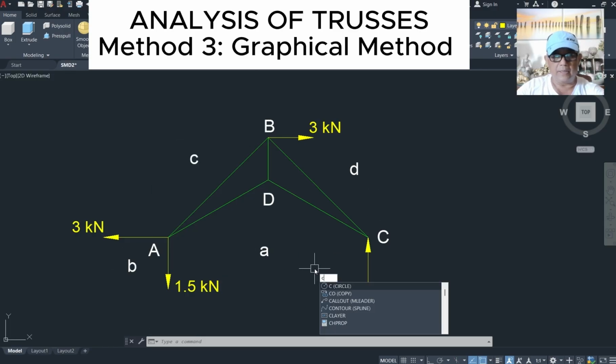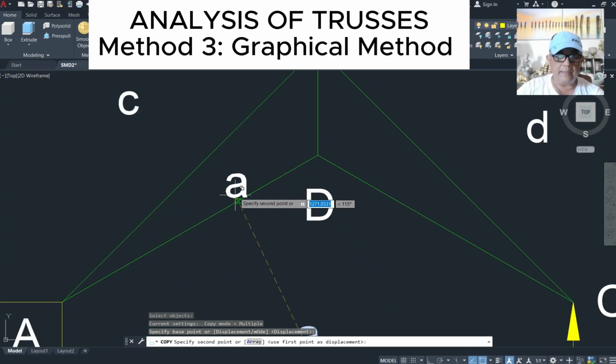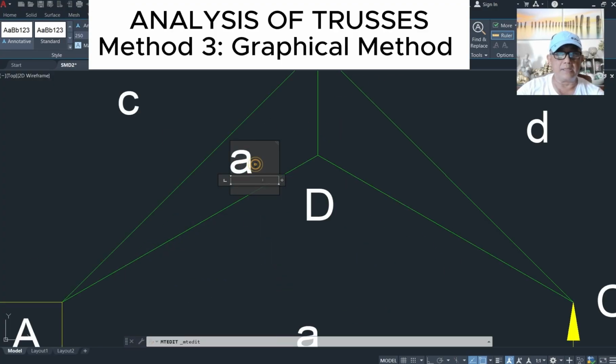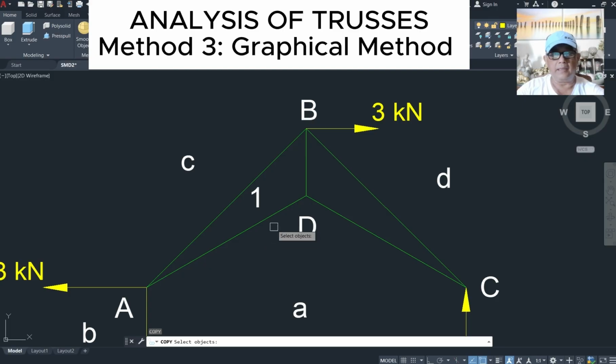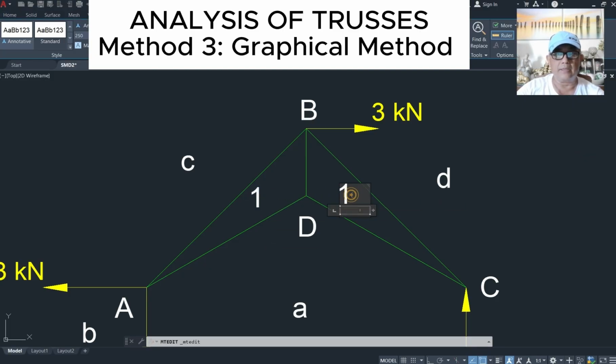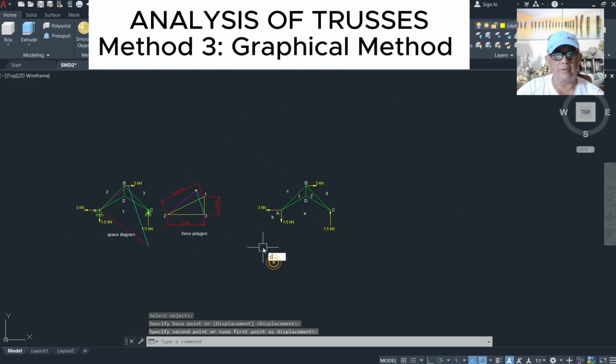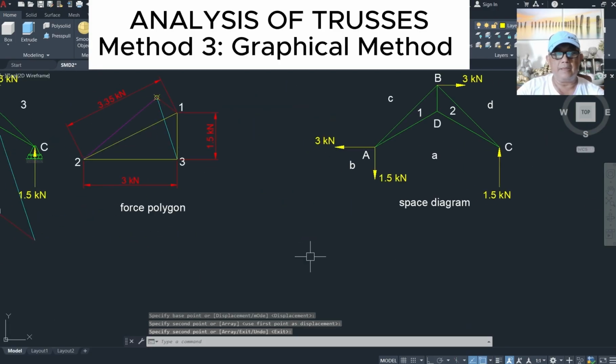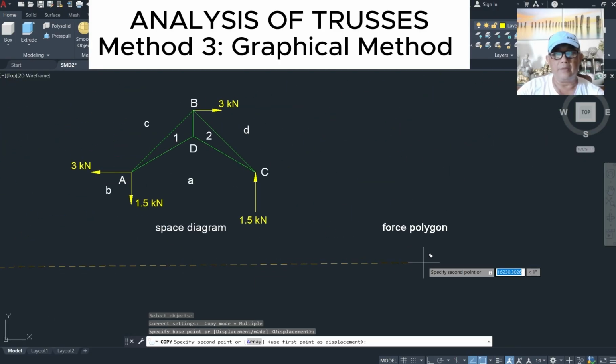Then we are going to add labels inside the truss. This time, let's use numbers. In each triangle, we'll put a label. That's 1, and this one, let's call that 2. So this is our space diagram, and we will draw the force polygon here on the right side.